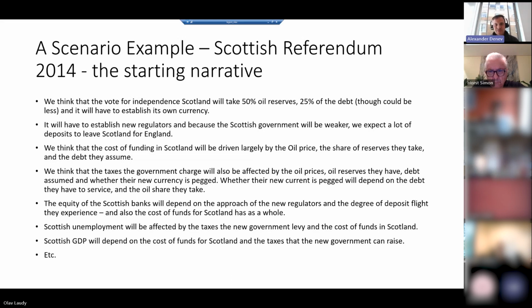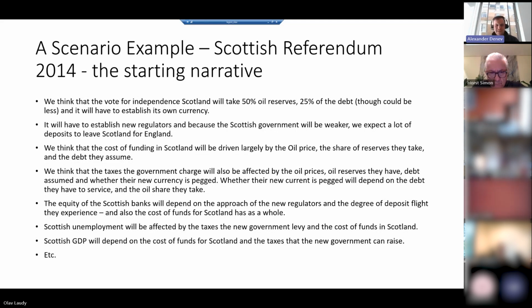So, for example, at the time, we thought that Scotland would have taken 50% of the oil reserves, 25% of the common debt it shared with England, and it would have to establish its own currency. Had it exited the UK, of course, it was not certain they would have adopted the British pound. It would have to establish new regulators, and because the Scottish government would be weaker, we expect a lot of deposits to leave Scotland for England. We think that the cost of funding in Scotland will be driven largely by the oil price, the share of oil reserves they take, and the debt they assume, and so on and so on.